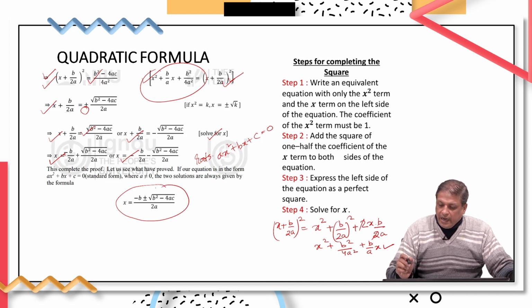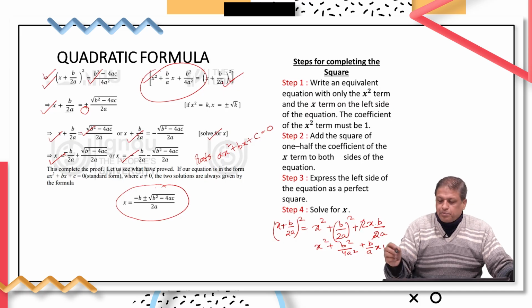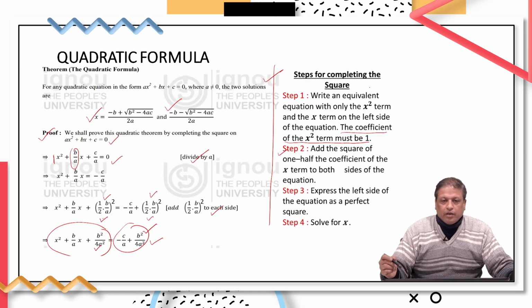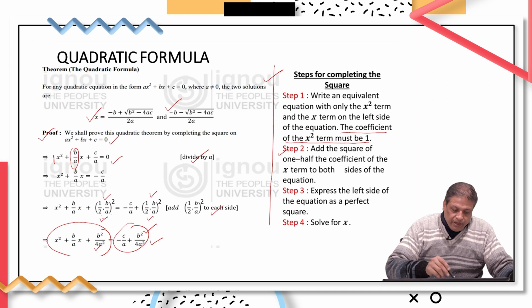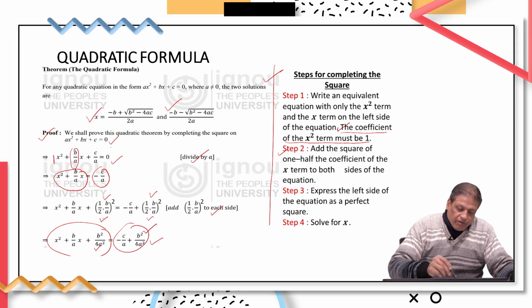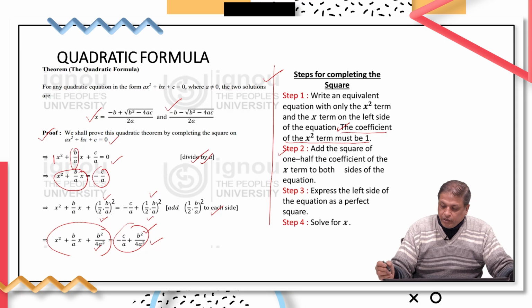I hope you understood what we did. The steps were that firstly we are supposed to make the coefficient of the x square term 1. So the very first step is very much clear, and this is what we did in the proof. We write an equivalent equation with only the x square term and the x term on the left hand side, and the constant is passed on to the right hand side, and the coefficient of the x square term is made 1. Yes, we divided by a and got the coefficient of x square to be 1.